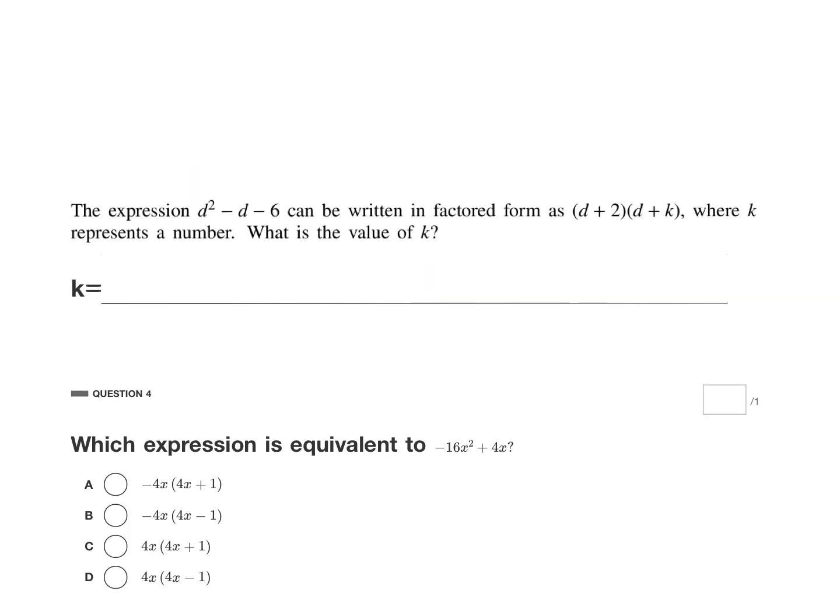Here is number 3. It gave me the expression and gave me only half of the factored form. It gave me that one of the factors is d plus 2, and it's asking what is the other one. So it's d plus whatever that k is. Here you're going to have to do a little bit of work. We're going to have to factor this.